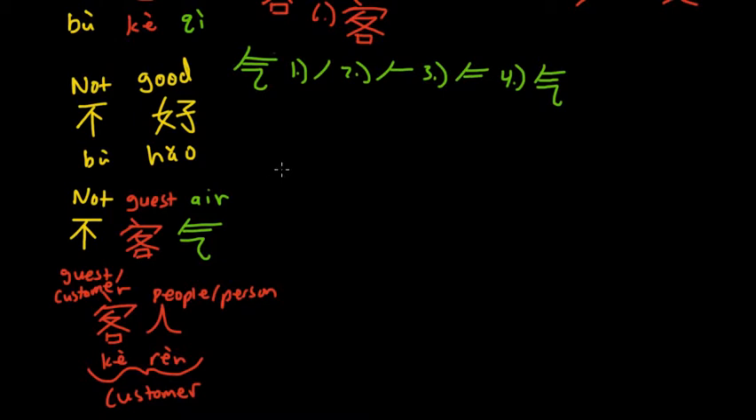So, yeah, I'll explain to you guys what these two combined mean. So if we have ke qi, ke qi, these two actually together, so just these two separately, this actually means polite. So these together form polite.